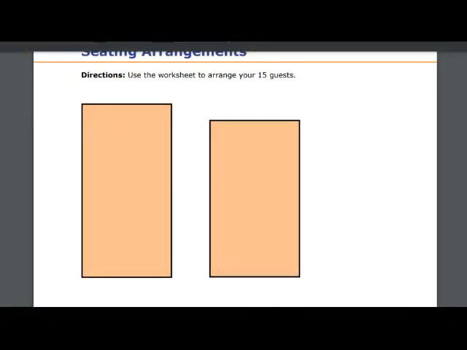Let's go back to our tables. I think first I will draw 9 seats at the bigger table. One, oops, here we go. 1, 2, 3, 4, 5, 6, 7, 8, 9. Now I need to figure out how many guests are left to sit at the other table. How can I do that?